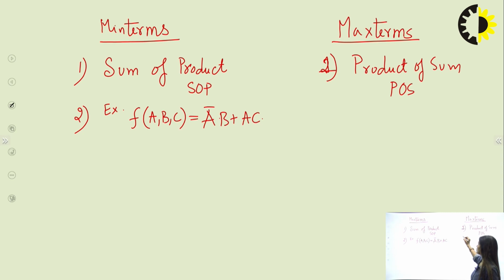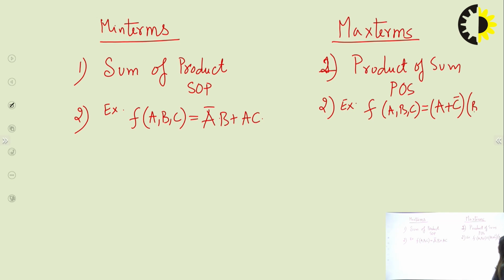And if I want to write an example for product of sum, then it is like some f of a, b, c. It will be any example I am taking. So first of all I am adding and then I am multiplying. So this is how the min terms and max terms are explaining themselves.